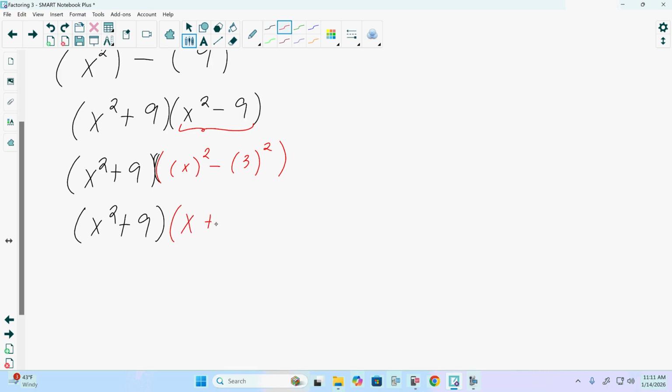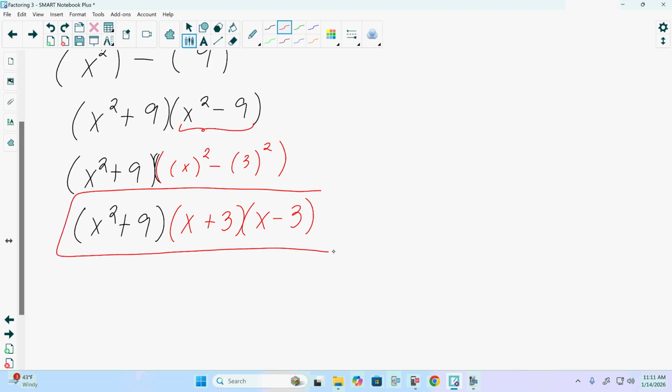x plus 3 times x minus 3. Because x squared and 9 were both perfect squares, our x squared minus 9 did factor one more time. It is a difference of perfect squares. So we had to simplify it one more time.